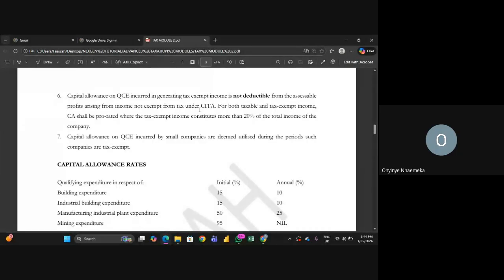taxable income. So as long as tax exempt income constitutes more than 20%, you will prorate it. You will prorate it according to the percentage of your income. If tax exempt income is 25%, it means that 25% of the capital allowance will not be claimable.